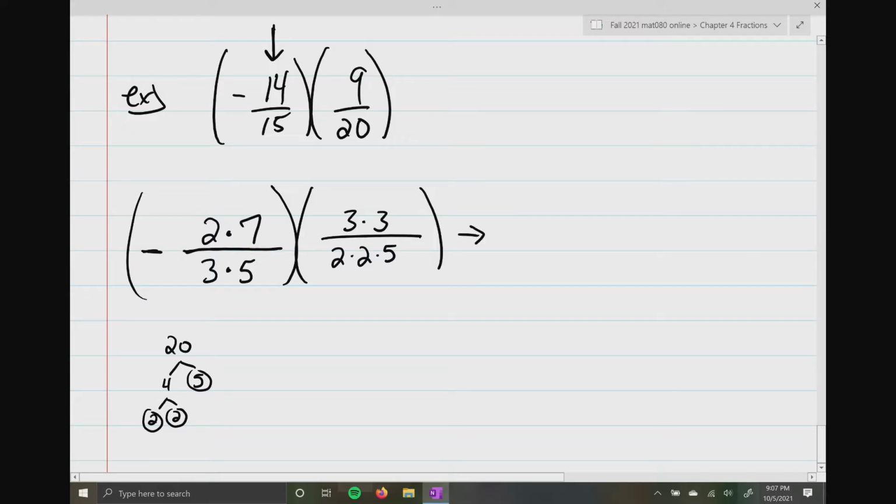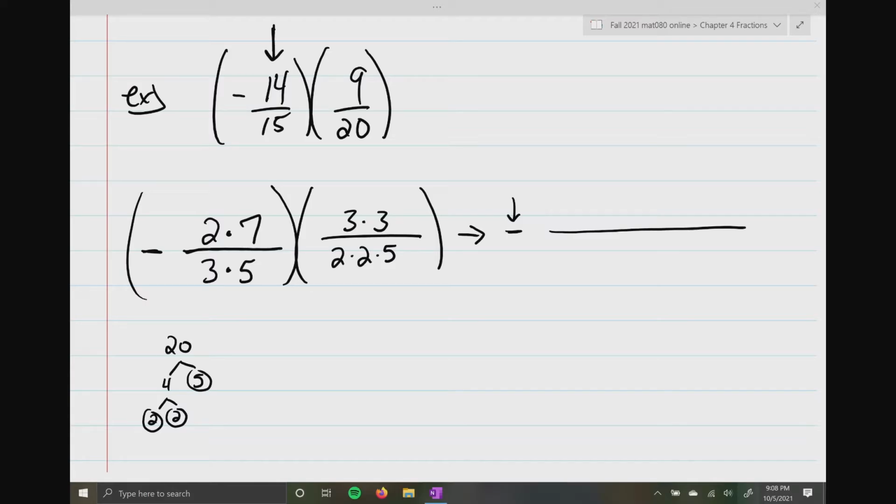Now, write one big numerator, one big denominator. So I have a negative out front and one big numerator. Now, before I even move any further, I want to make sure that we understand about this negative. Remember, at the very start of this problem, we have negative 14 over 15 times 9 over 20. Here's the thing, okay? You have a negative number times a positive number. So your answer is going to be negative. That's why the negative comes along for the ride.